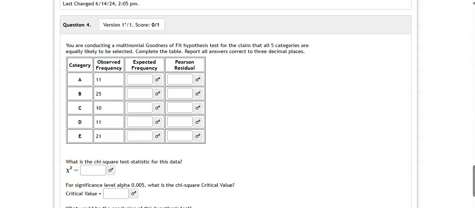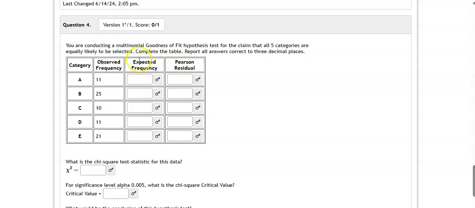Okay, so I'm gonna do question 4. I think it's just this table that's fooling you, because this part down here is the same as what you've already done back up in question 1. So let's just do the table, and I think that will get you to where you need to be.